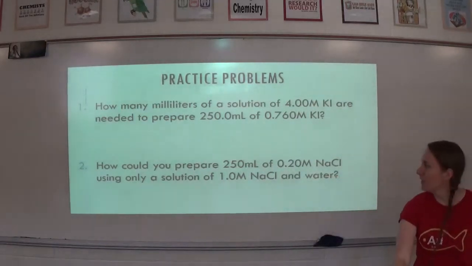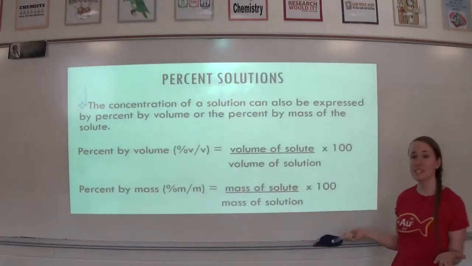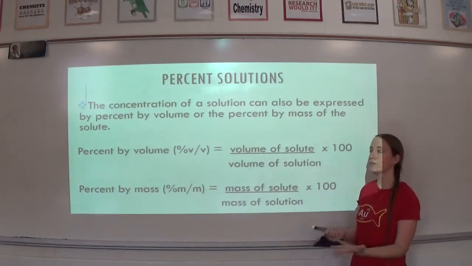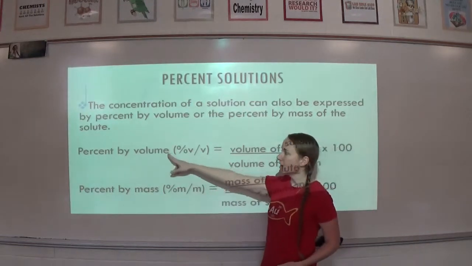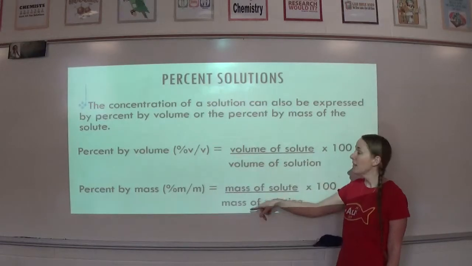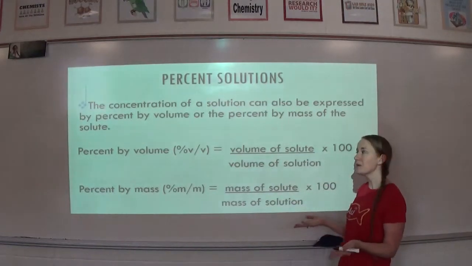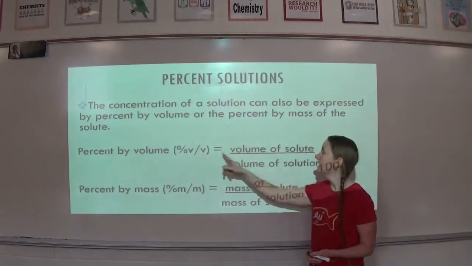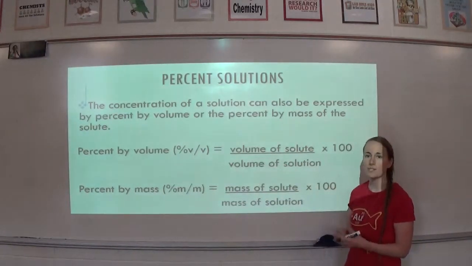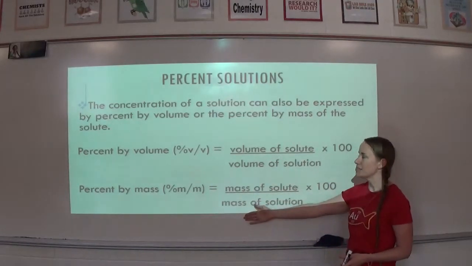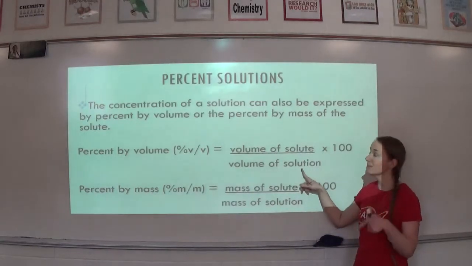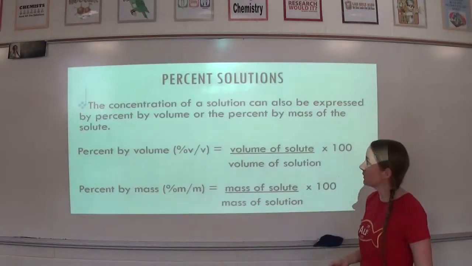So let's move on to percent solutions. So percent solutions work just like any percentage. It's the part over the whole times 100. So we can either do percent by volume or percent by mass. And the only thing that's different is volume uses volumes and mass uses masses. So the way you'll see me write this formula is I'll just say percent equals solute over solution times 100. And if they give me volumes, I'll plug in volumes. If they give me masses, I'll plug in masses. Okay, so it's the volume of solute over volume of the whole solution, not the solvent. All right, so let's look at how these work.